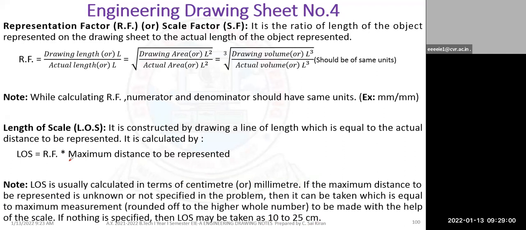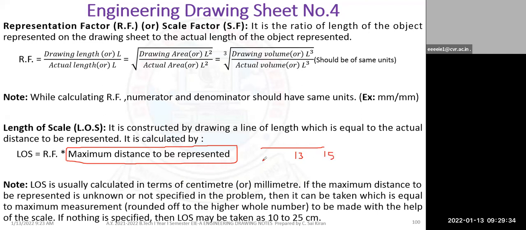Sometimes in the problem, they won't give the maximum distance to be represented. Suppose the maximum distance is 15 centimeters, but they don't give it. In a 15 centimeter scale, we can measure anything less than 15. Suppose 13, 12, 10 we can measure. Suppose in the problem they ask you to measure 13 centimeters. Then you have to round it off to the highest value. Then you can take the maximum distance as 15.